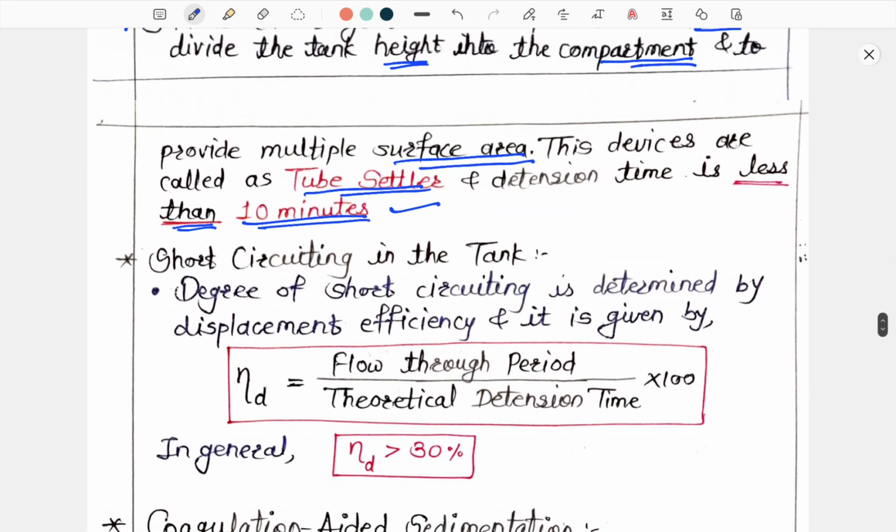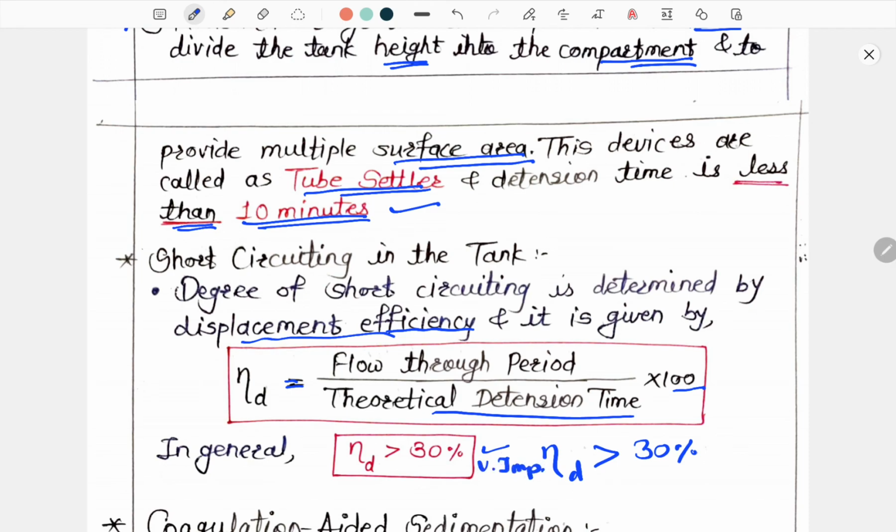Next one is short circuiting in the tank. The degree of short circuiting is determined by displacement efficiency and it is given by: displacement efficiency eta d is equal to flow through period divided by theoretical detention time multiplied by 100. In general this displacement efficiency should be greater than 30%. This is a very important point.